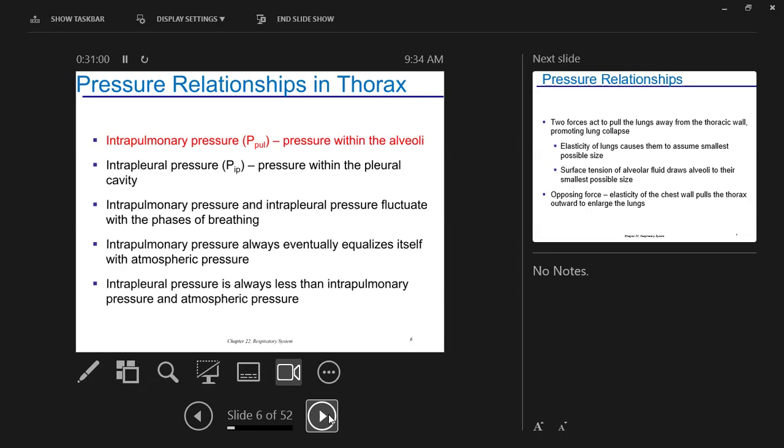So the pressure in the pleura is always less. It's less than outside air. It's less than what's in the alveoli, because we don't want the pleura pushing the lungs closed. What the pleural pressure does is create some resistance, so that when the lungs expand, there's a little bit of resistance from the pressure in the pleura, even though the air inside the alveoli is going to be greater or equalized to the outside air.